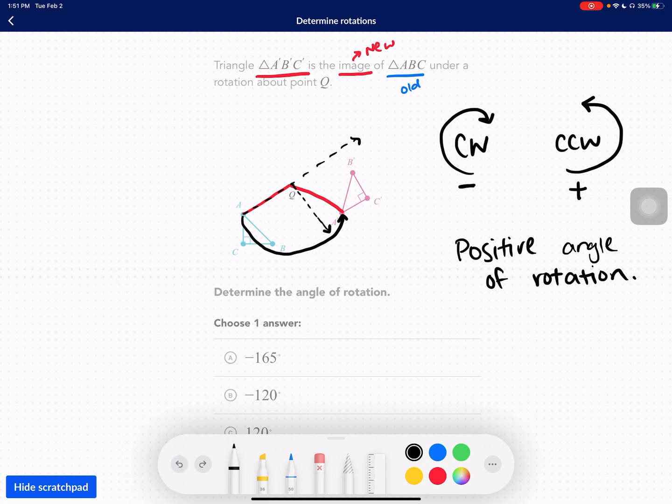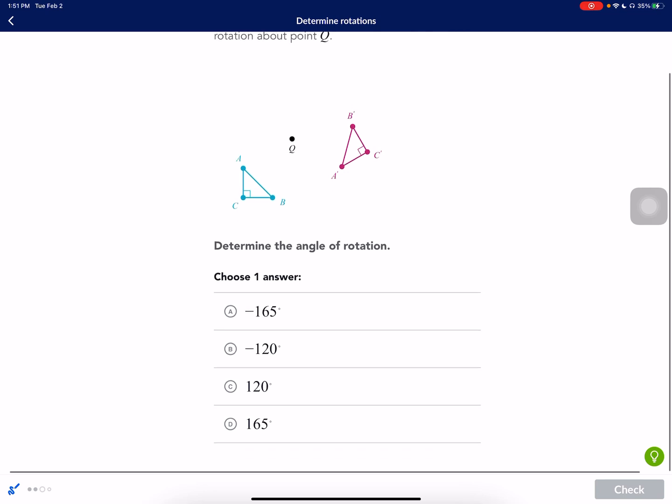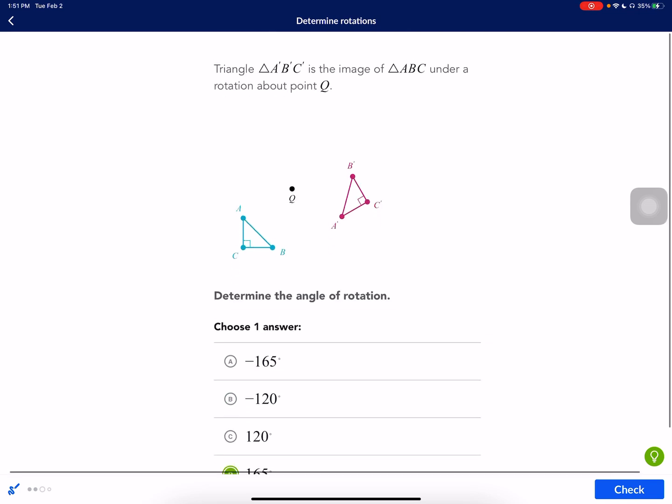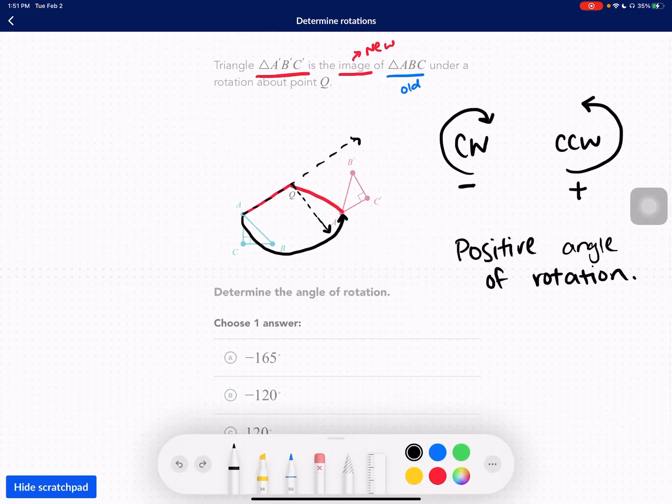Okay. So now if we look at our answer choices, we know it's going to be positive, so we know it's not A or B, but look at C and D. 120 and 165. Well, which one do you think is our answer? Is it 120 degrees or 165 degrees? So this one here is a 90-degree rotation, and this one here is a 180-degree rotation. So looking at this, in between this amount here is where 120 and 165 is, the red line. What do you think this red line is at? 165 or 120 degrees?